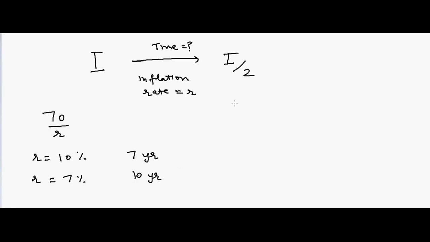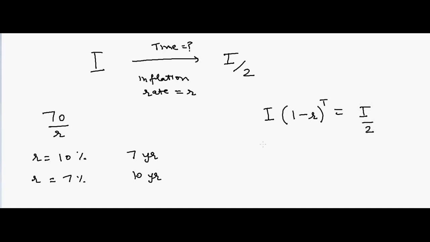So how was this trick generated? Let's try to solve the same problem with a general approach. We have an investment, and we have an inflation, so we say (1 - r), and the inflation is for time period t, so it's compounded every year, and that should be equal to I divided by 2, right?